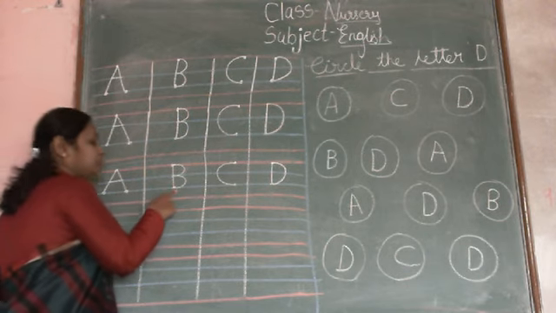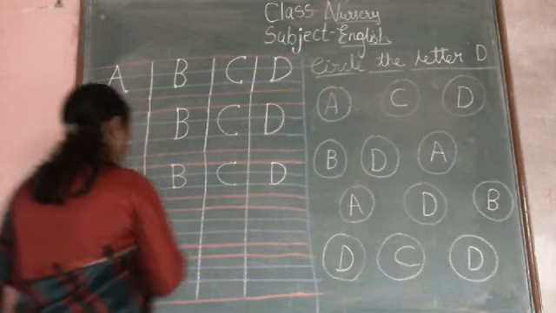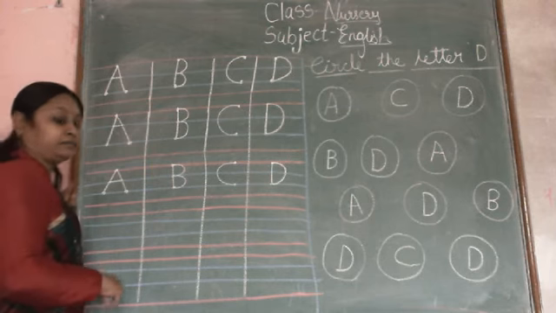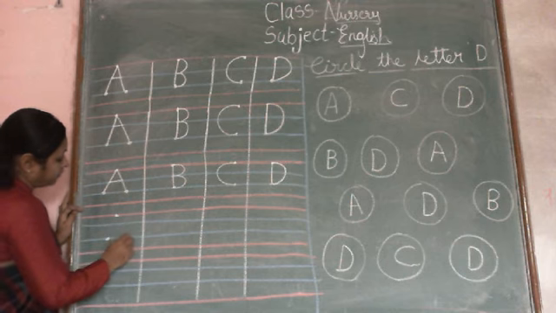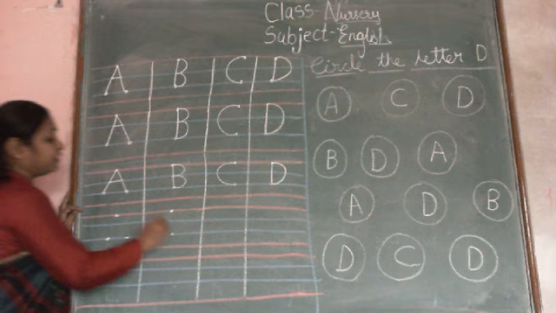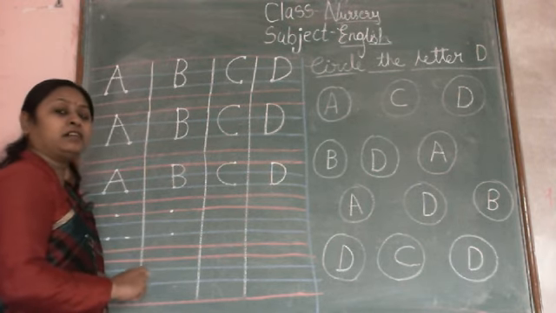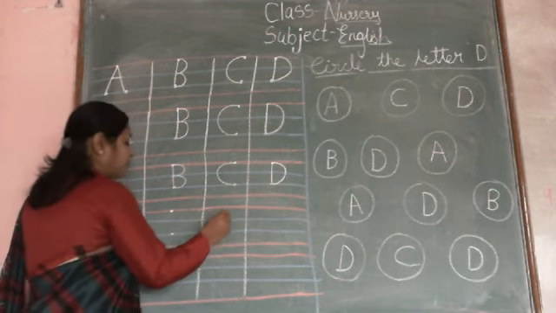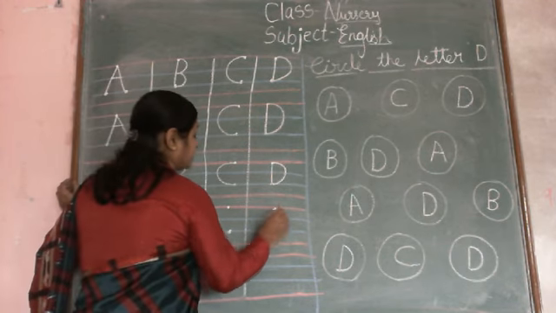A, B, C, D. Again, we will write one full page. We will write one full page because now we have learned letters in pattern. Now we will learn writing letters in sequence.